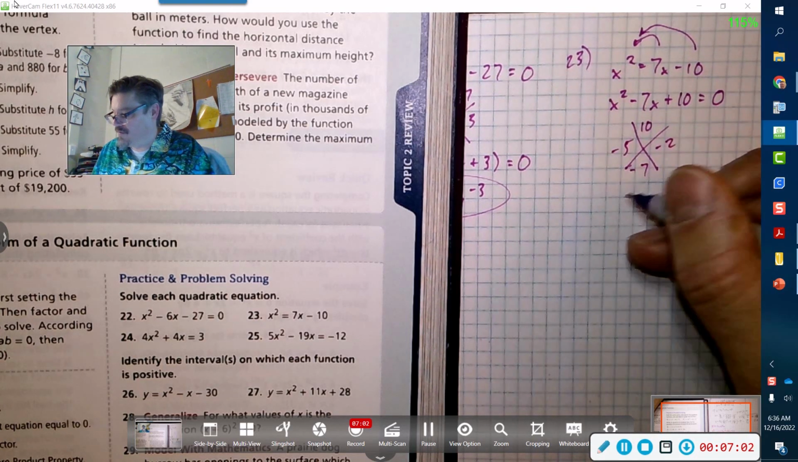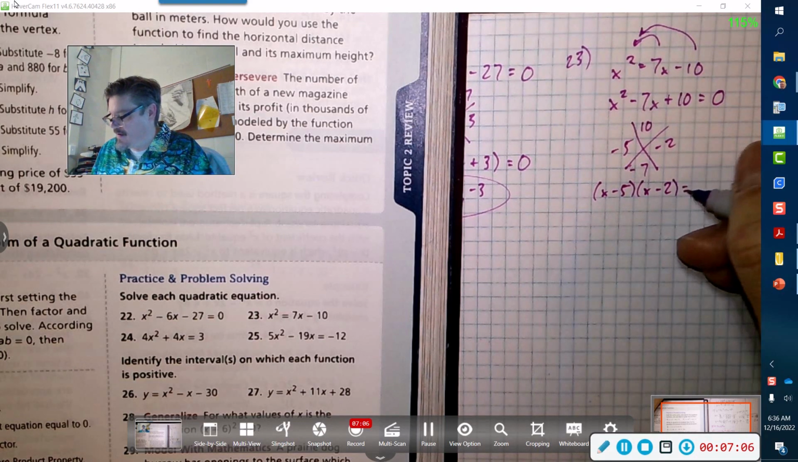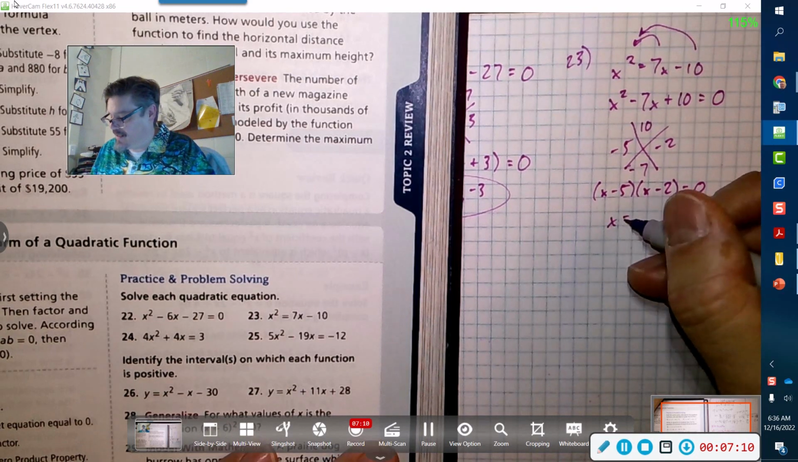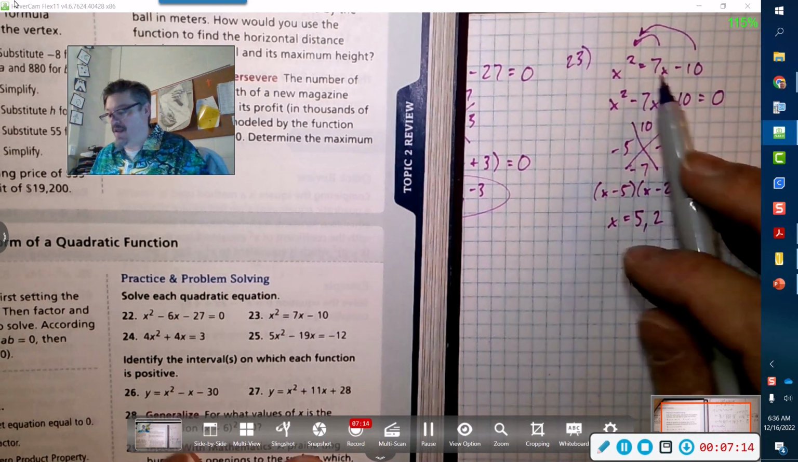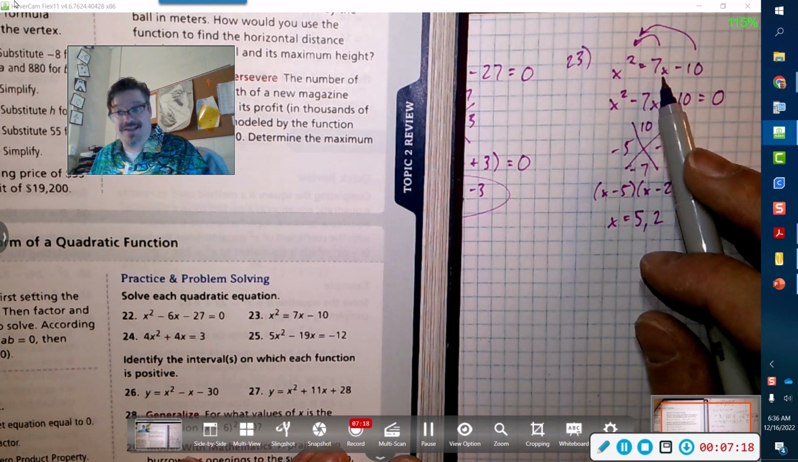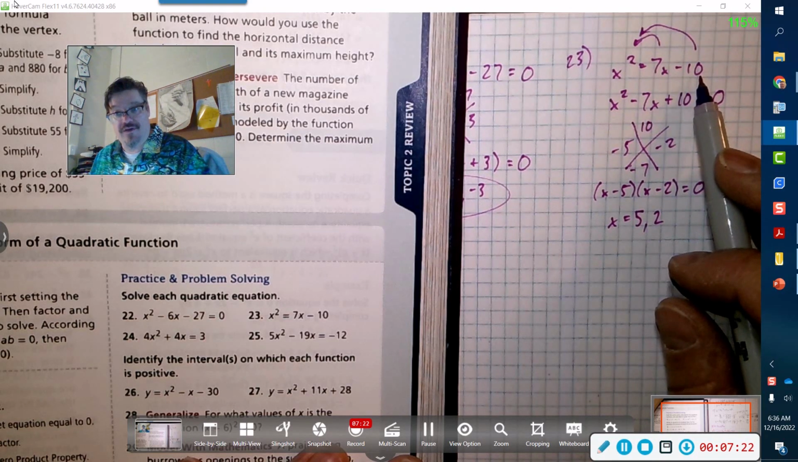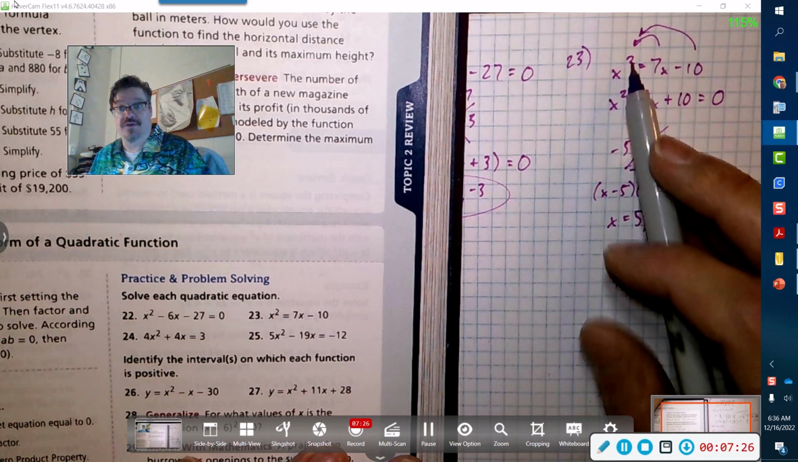All right, so what this looks like here is, this is why I have to flip the sign. X has to equal a positive 5 and a positive 2. And if you go up here and actually do the math here, 7 times positive 5 would give you 35. 35 minus 10 is 25. And so 25 does equal 5 squared, so that's true.